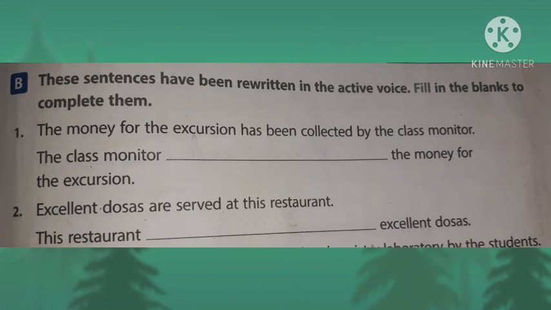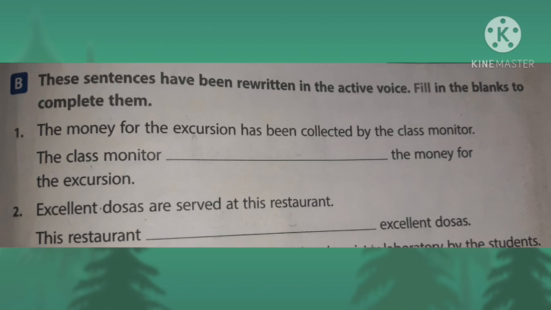We have some textual activities related to this. Let's do that now. Page number 97, Activity B. These sentences have been rewritten in the active voice. Fill in the blanks to complete them. First one: The money for the excursion has been collected by the class monitor. The class monitor ___ the money for the excursion.